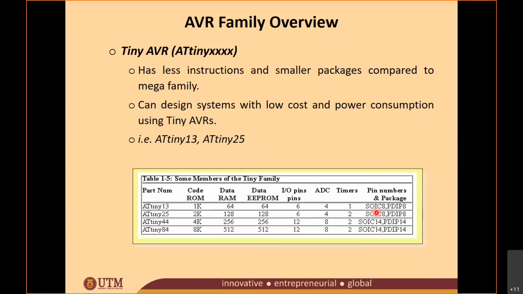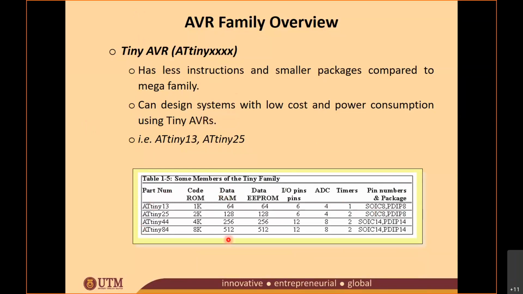Okay, and then we have a tiny AVR. Okay, so every time you see the tiny, it belong the tiny AVR. So this one has less instruction and smaller package compared to mega family. Can design system with low cost and power consumption using tiny AVR. Dia sama macam ni lah kalau kamu pernah dengar Arduino. Arduino dia ada Arduino Mega and Arduino Uno. Okay, so Uno ni adalah lebih kurang macam tiny AVR lah. Kalau Mega tu belong to Mega AVR.